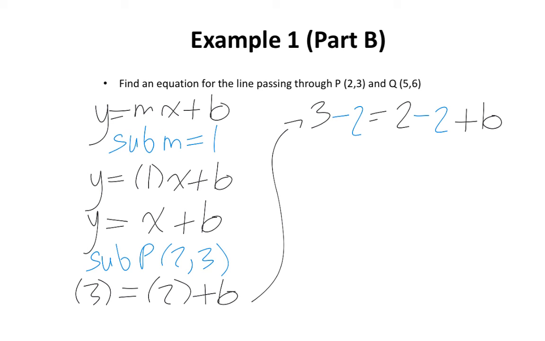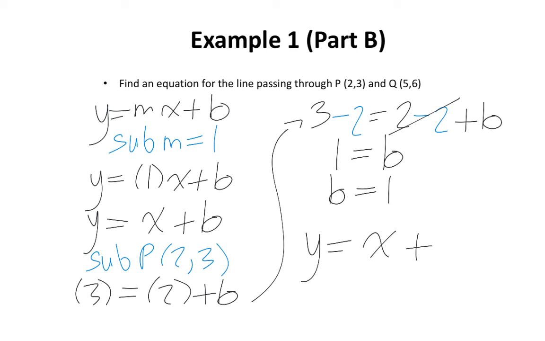Three minus 2 is 1. 2 minus 2 cancels out, which leaves me with just b. And I'm going to rewrite this since we read from left to right, so the y-intercept is 1. Since we know the slope is 1 and the y-intercept is 1, all we need to do now is substitute in these values into y equals mx plus b, which will give me y equals x plus 1.